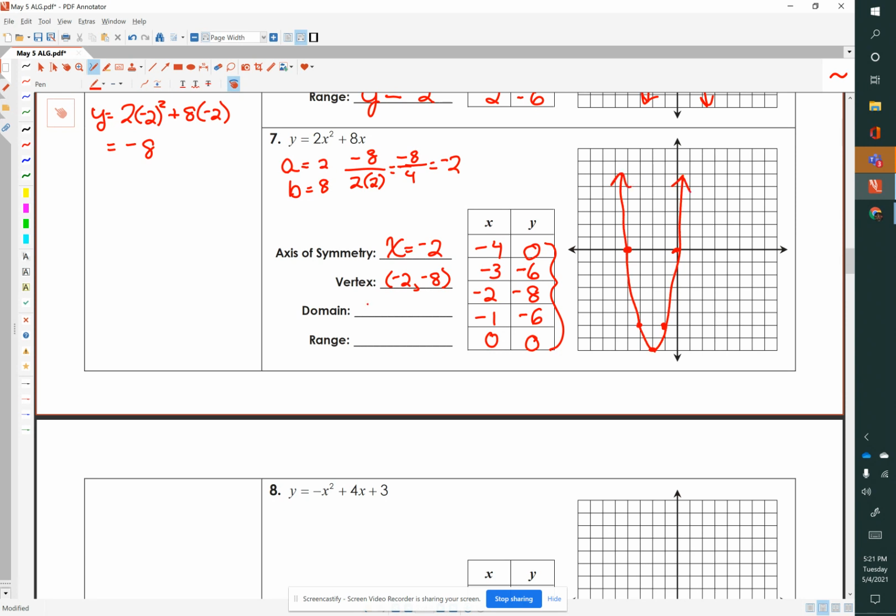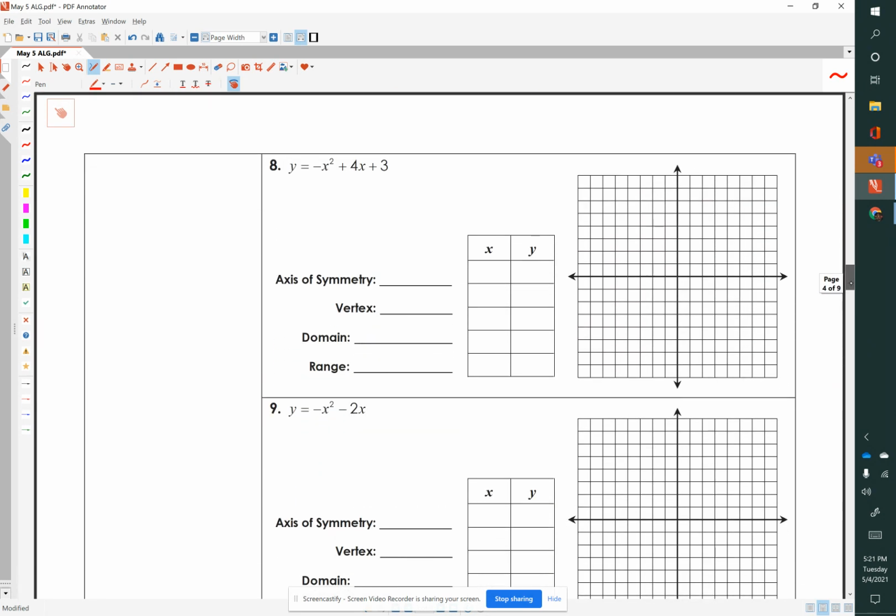And when we look at that, we see that the domain is all real numbers, and the range, well, let's look at this point right here. This is our point, counting down 1, 2, 3, 4, 5, 6, 7, 8. So that's y equals -8. So our range is all the values such that y is greater than or equal to -8.